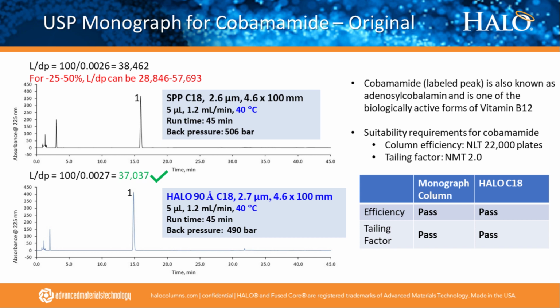For the suitability requirements, the column efficiency has to be no less than 22,000 plates, and the tailing factor has to be no more than 2. So for the monograph column, it was able to pass both of those system suitability requirements, and the Halo column passed those system suitability requirements as well.